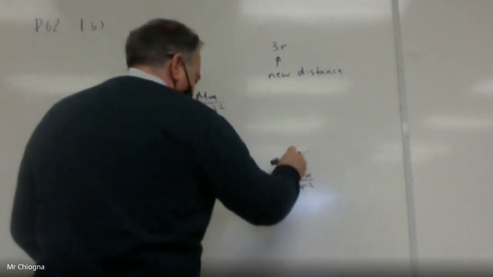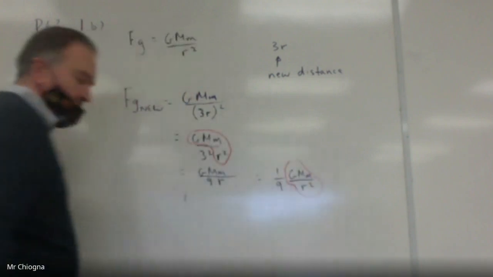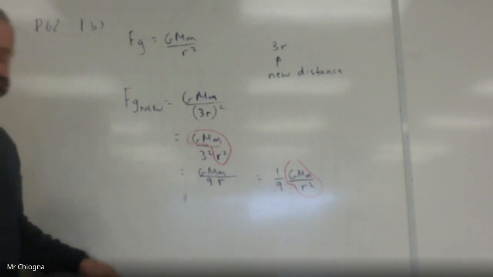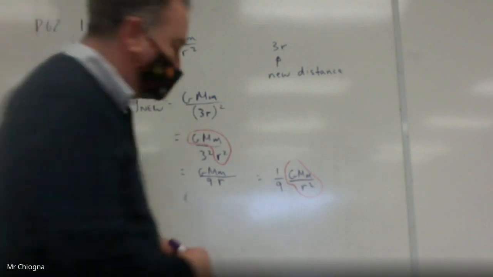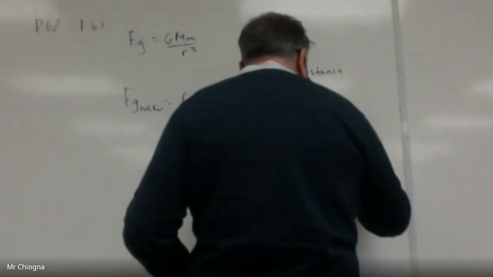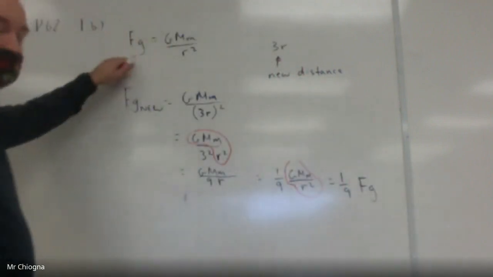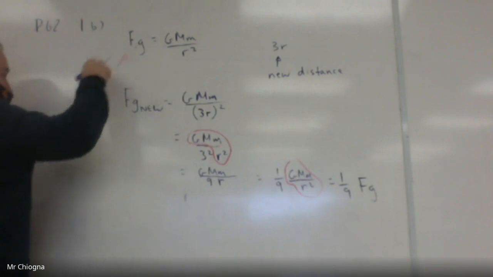Over this, which I'm going to circle. What is that? My original expression. I'm going to erase. I'll put it. Can I put it in there? Yeah. So this is just 1/9. 1/9 of what? FG. What's FG? What I call the original force.